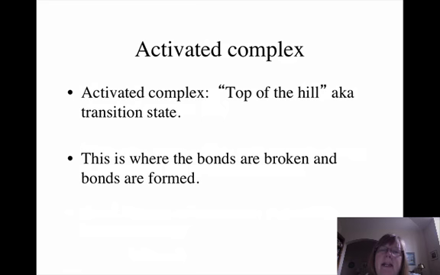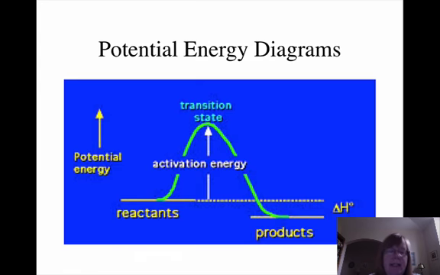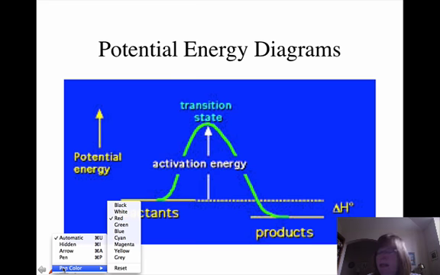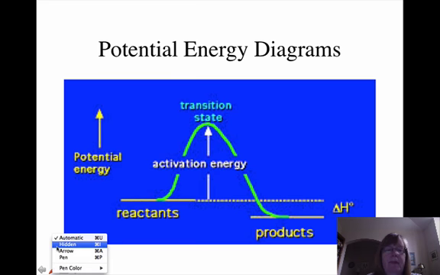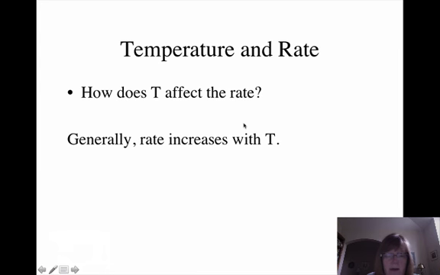At the very top of the hill, it's called the activated complex and is also called the transition state. And we talked about that when we learned about potential energy diagrams. But what's going on up there at the top of the hill? Well, that is actually where all the bonds are breaking and the new bonds are forming. So here is a potential energy diagram, and what we see here is we've got our transition state right here, so the top of the hill, and then the amount of energy it takes to get to the top of the hill, that is called the activation energy.